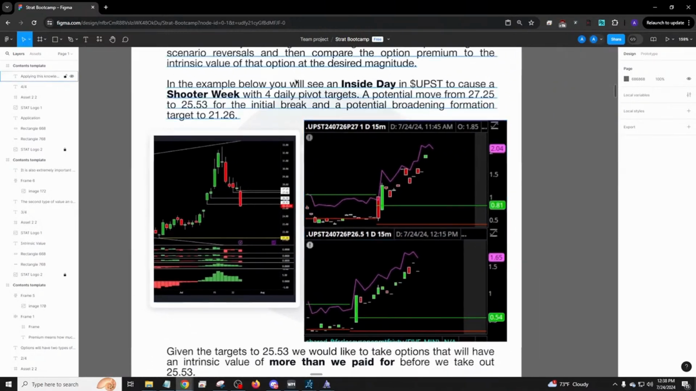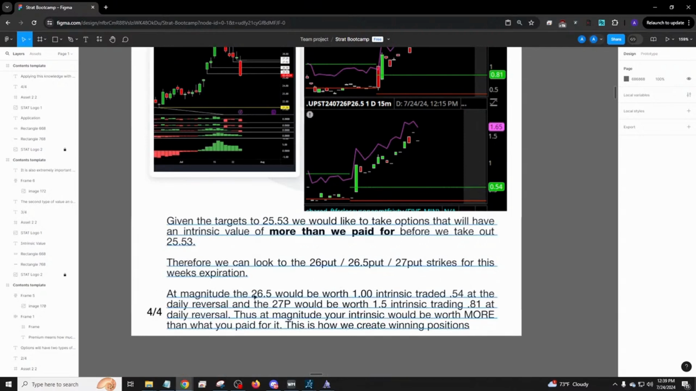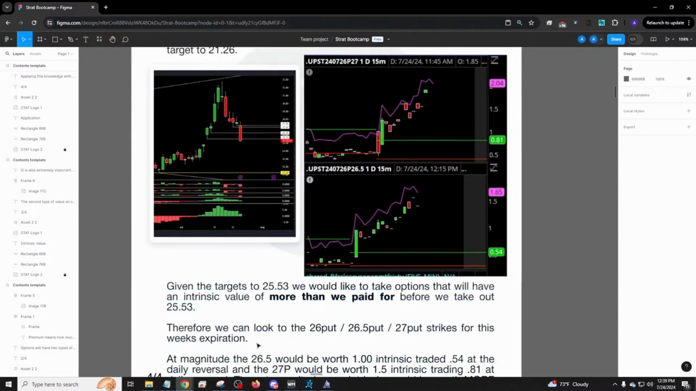So if it's a move from 27.25 to 25.53 for the initial break with the initial pivots that we'd look to take out, and we then have a broadening formation to 21.26 if it really gets going. So given those targets, we want options that will be intrinsically worth more than we paid for before 25.53 or at 25.53. So we can look at the 26, the 26.5, and the 27 put strikes for this week. We can also go further out if you'd like, but then you're paying more for theta. And then at magnitude, we can suggest how much intrinsic value there would be on those contracts.